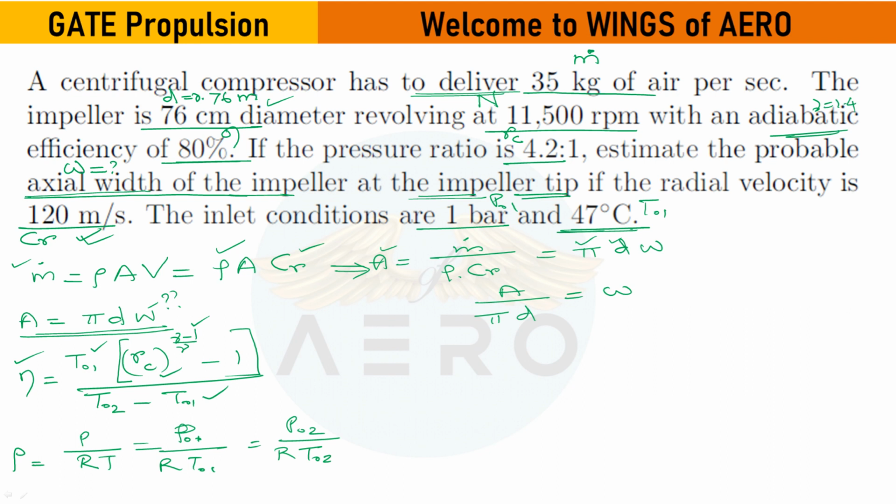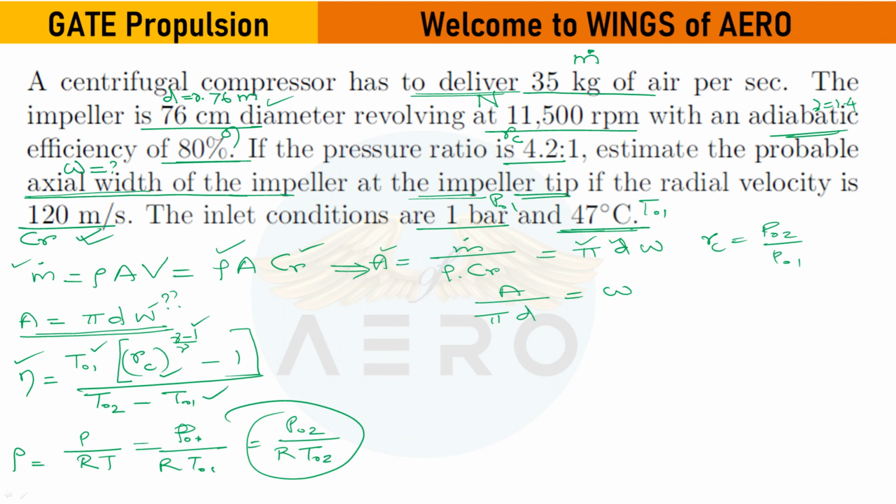So we need to use this formula. So these are the tricks that you have to remember. Read the question carefully and identify whether to use P01 or T01, right? Now what is Rc? Rc is P02 by P01. So P01 is given, so easily you can find P02. Right? So see the question, estimate the probable axial width of the impeller at the impeller tip.